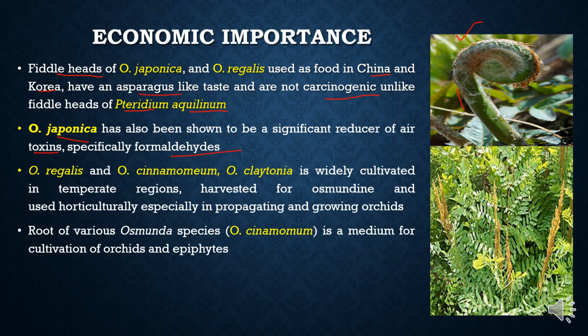Many species like Osmunda regalis, Osmunda cinnamomea, Osmunda claytoniana, their roots actually contain osmundine, and this osmundine is actually a very good agent for germination of orchids, and that is why it is used in propagating and growing orchids.